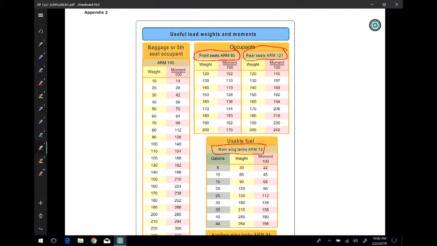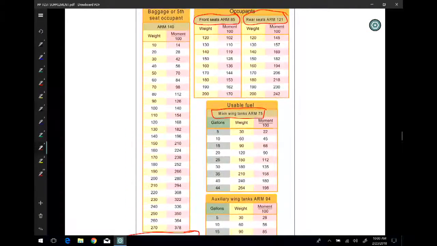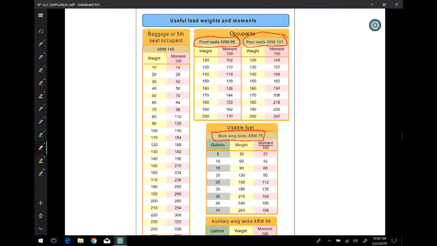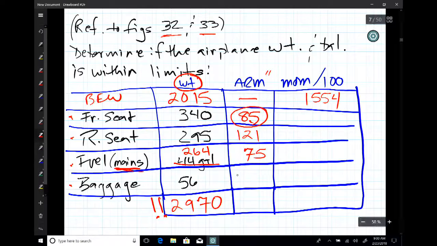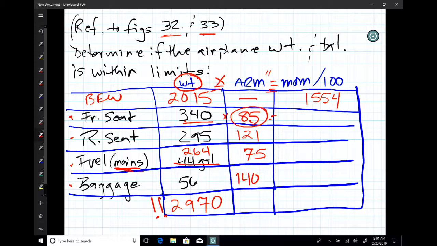Back over here, let's look at baggage. It's right here, the baggage, arm of 140. So on this, we put the arm of 140 here for the baggage, right? So now, weight times arm equals moment. Remember that? So now what you have to do is take 340 times 85 equals what? Do your multiplication there and divide it by 100.